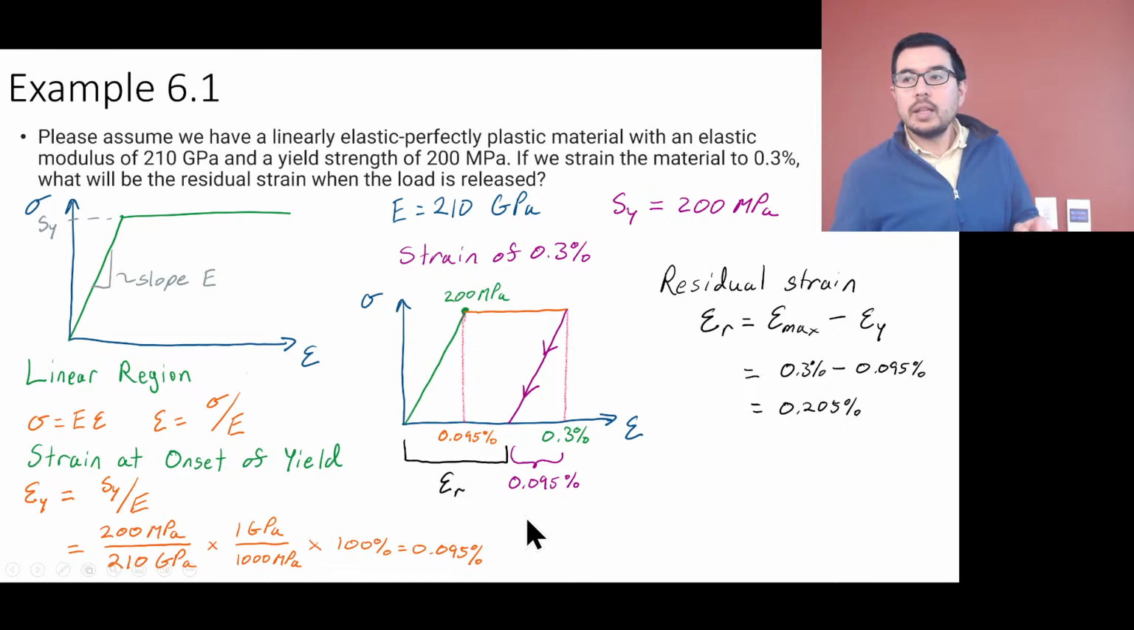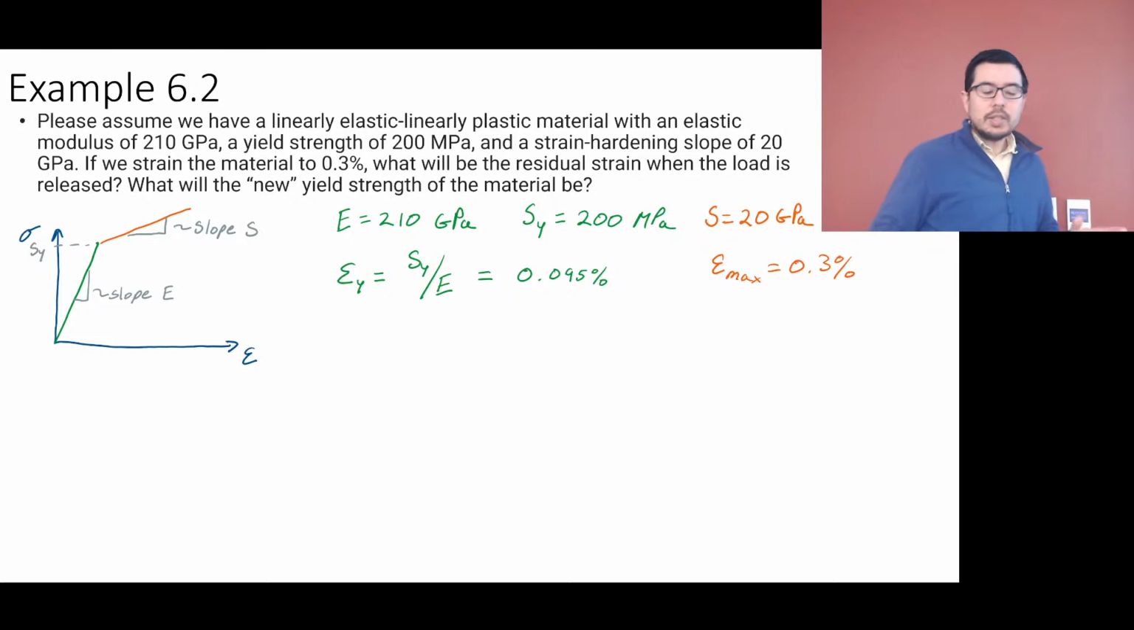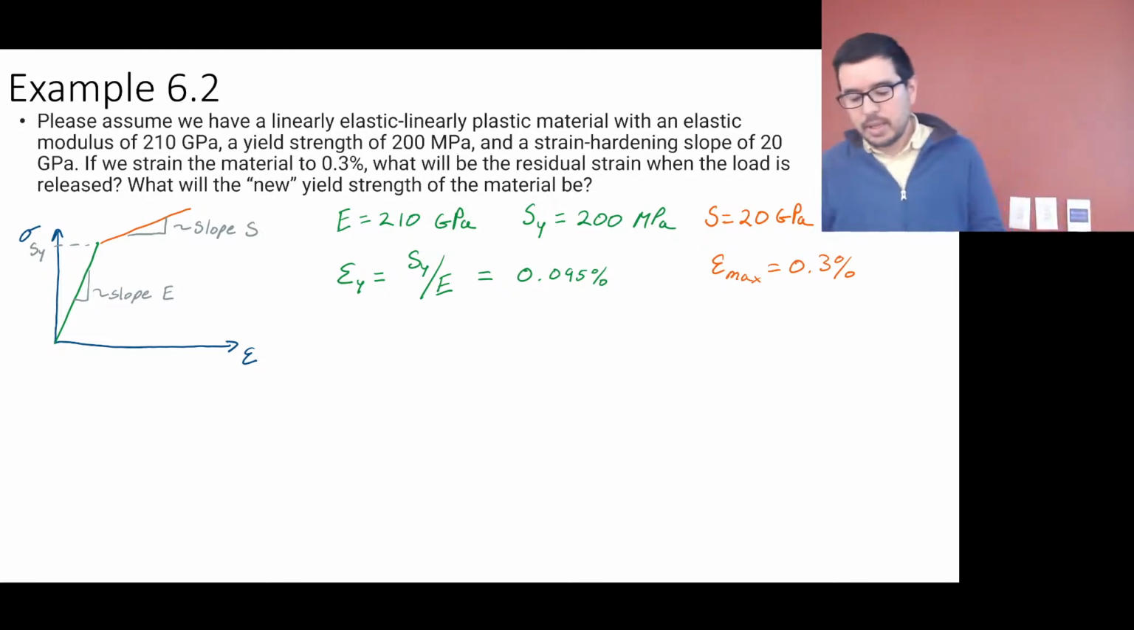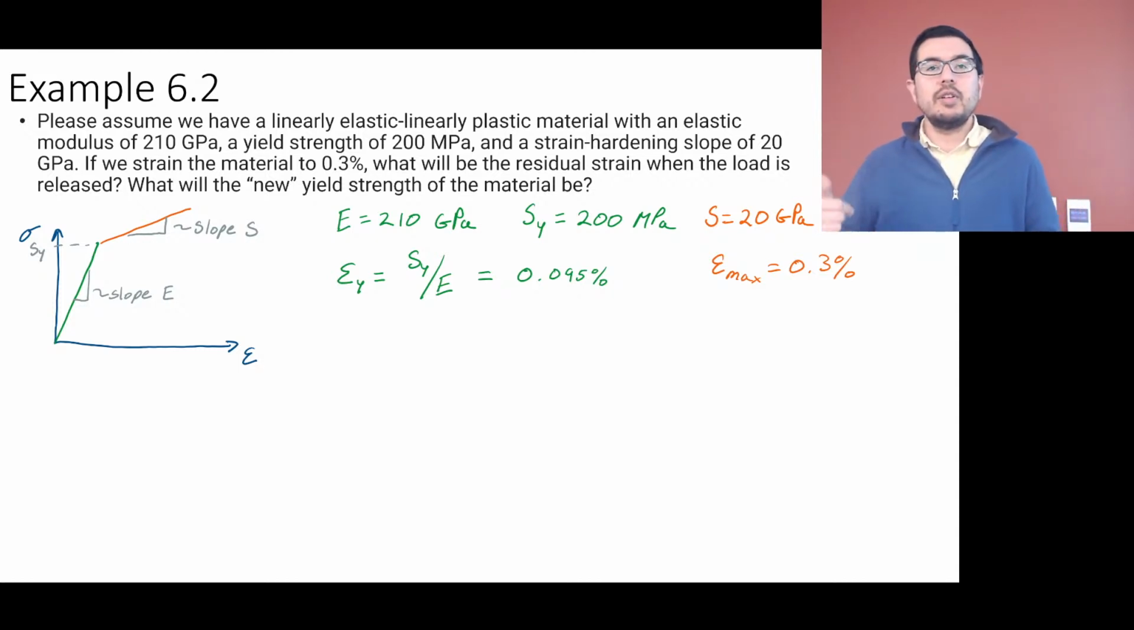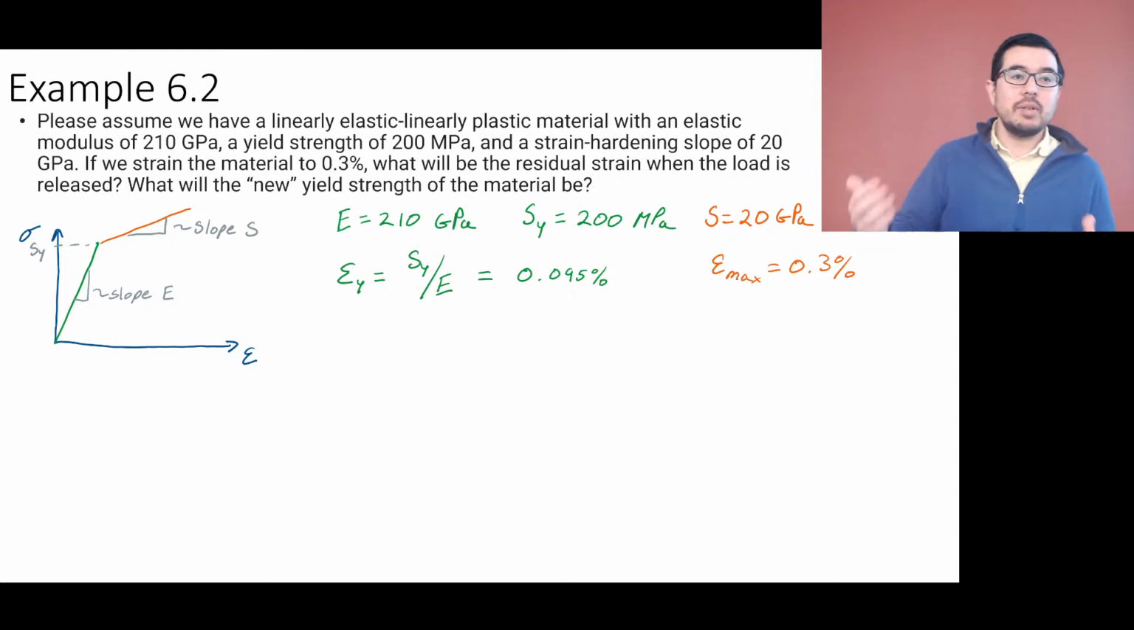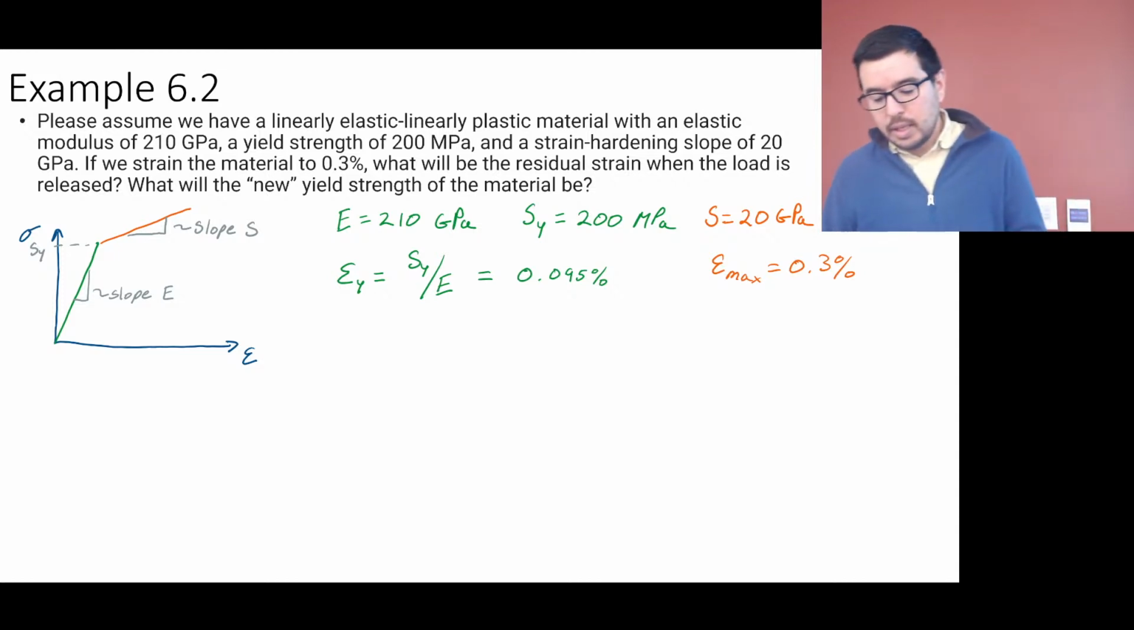If we go on, here's another example. Similar, but using a different material model. We're now going to use the linear elastic, linearly plastic strain hardening model. And we're going to say it has the same elastic modulus here. It has the same yield strength here, but we've added this strain hardening slope of 20 gigapascals.